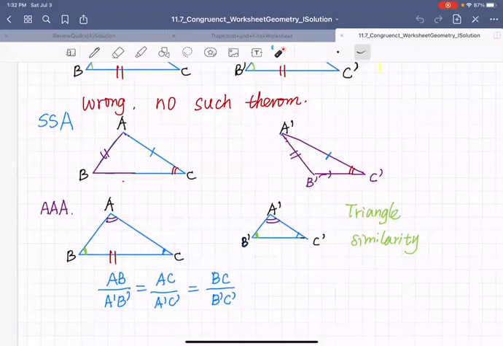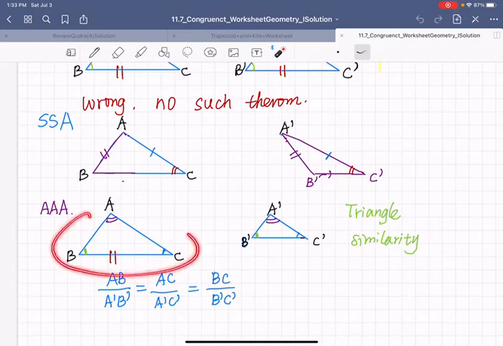Some students may feel curious whether AAA can prove two triangles to be congruent. Look at this: triangle ABC and triangle A prime, B prime, C prime. These two angles congruent, this congruent. You know for sure the third one will also be congruent. But you are not given the side congruent. You cannot say these two triangles are congruent. But you see, these two look so similar. Yes, they are similar. They are called similar triangles.